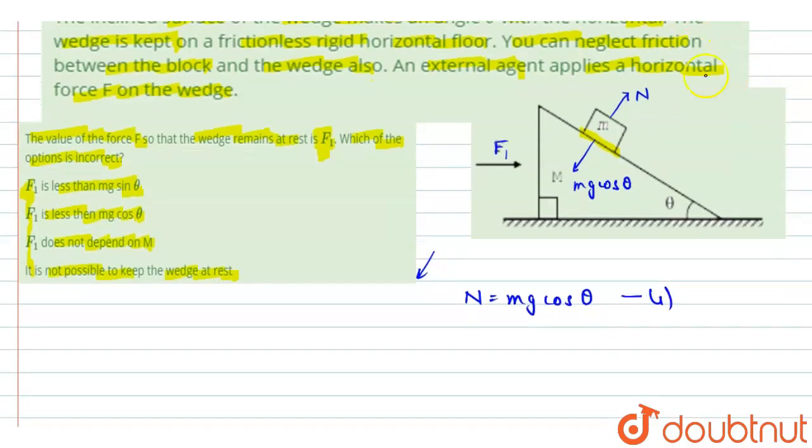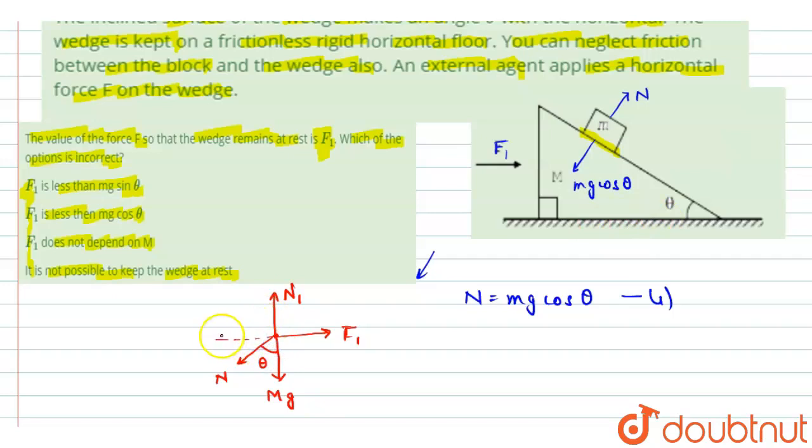Now, if I draw the FBD of the wedge, there is a force F1 acting on the wedge in the horizontal direction like this. Next is the weight of the wedge acting downward, capital M into g. The next force is the normal force by the block on the wedge, in this direction, so this will be N. And the last one is N1, the normal force acting on the wedge due to the ground. This is the complete FBD of the given wedge, and this angle will be theta.